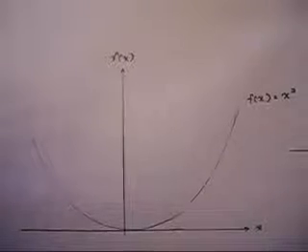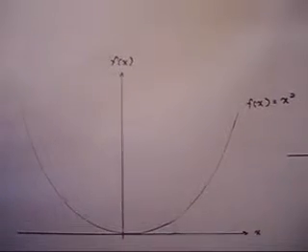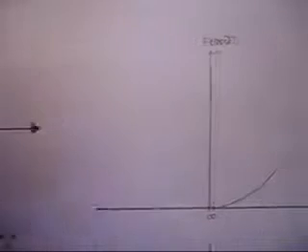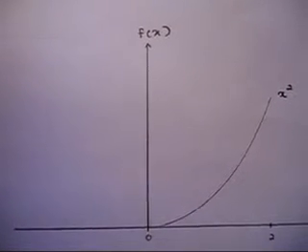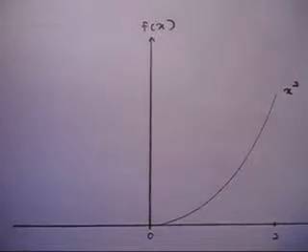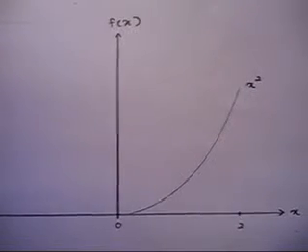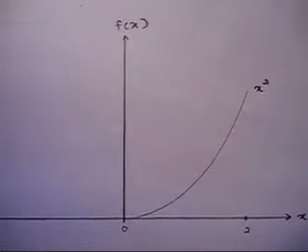This is the graph of x squared. After we make limitations, the graph will be like this. As you can see here, there's a limitation at the x axis, that is 0 until 2.